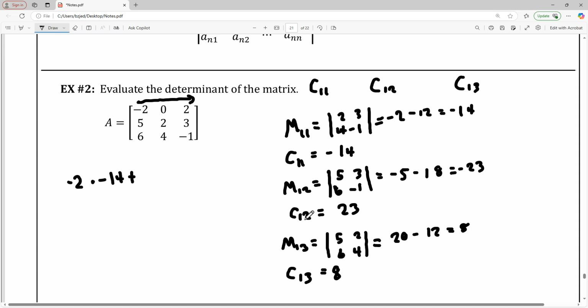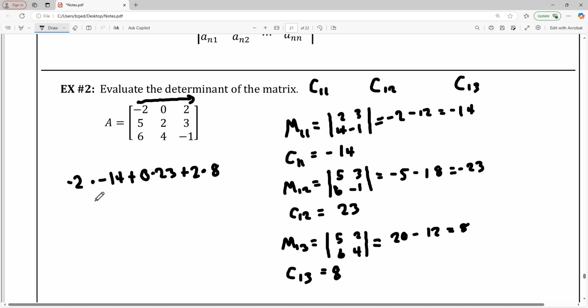I like to think of it more as the element times the cofactor. So if I'm going to use the next one, cofactor 1,2, I need to get the element in 1,2. This is going to be 0 times 23, plus, and now I get the third element, which is 2 times my cofactor of 8. And now it's just arithmetic.